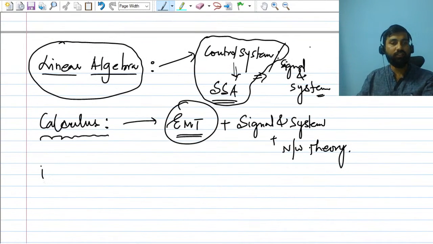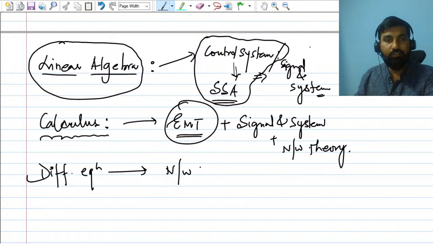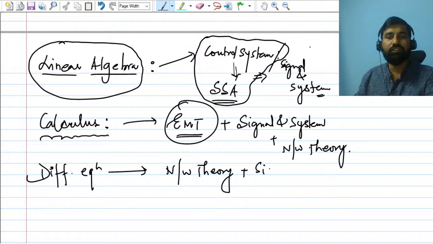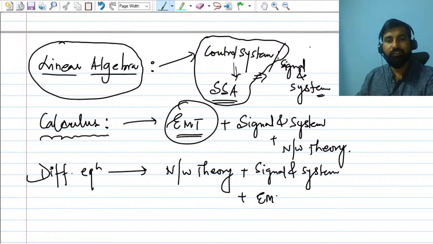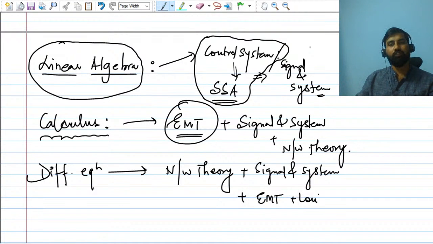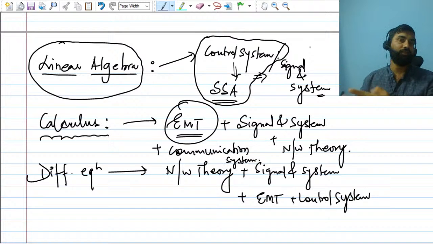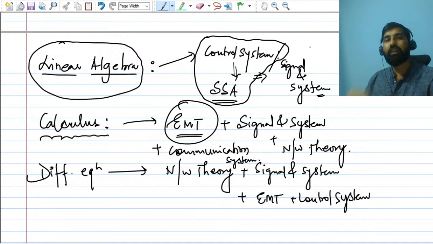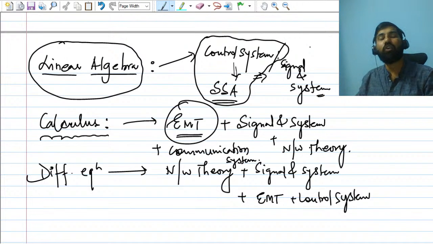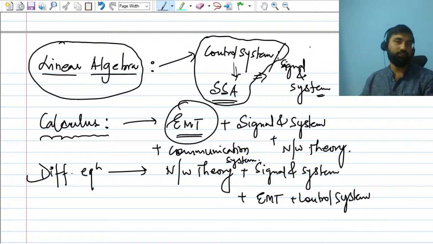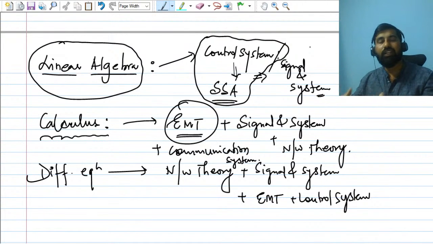So here you can say that differential equations play an important role in network theory, signal and system, electromagnetic theory, and control system. Calculus also plays an important role in communication system. When we talk about random variables, there will be some double integral calculation. When we talk about probabilities, there will be area under the curve concepts. So communication system also needs some prior knowledge about calculus and linear algebra.